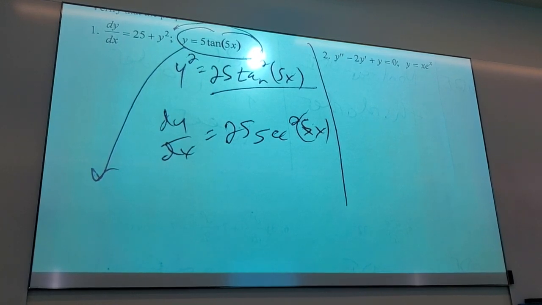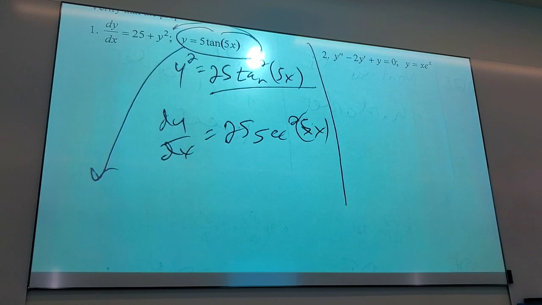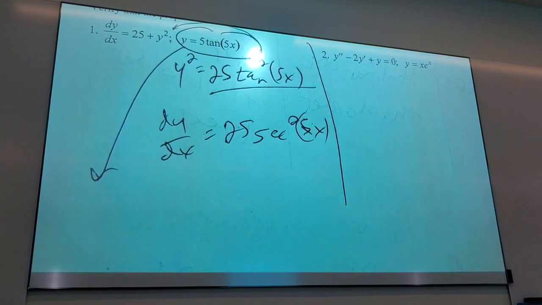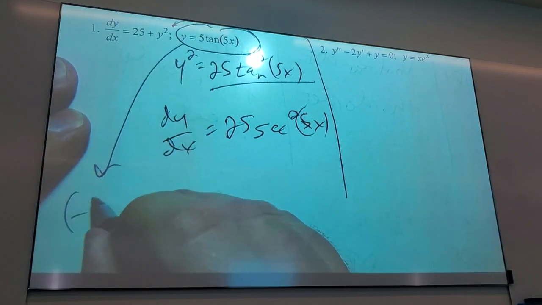The interval of definition for a solution to an ODE can only be one of those. So in this case, did I give us a point? Did I give us an initial condition? No. So you just have to pick one. So obviously the one we would normally pick would be negative pi over 2 to pi over 2. But just to give you an example, what if my initial condition was, so I could pick negative pi over 2 to pi over 2.